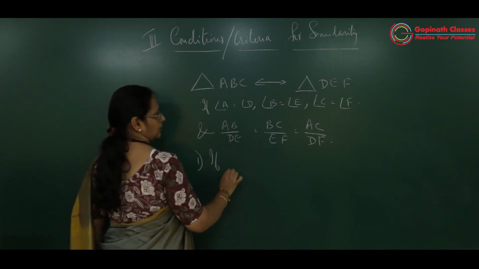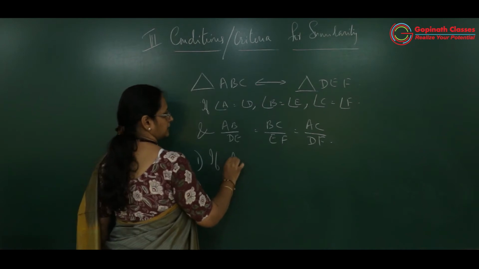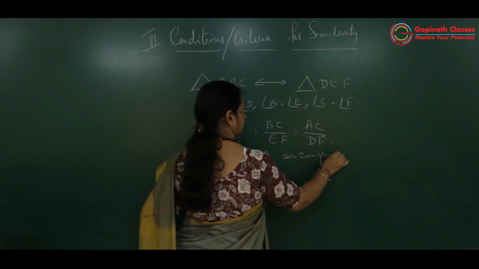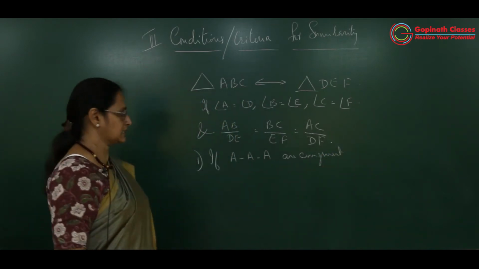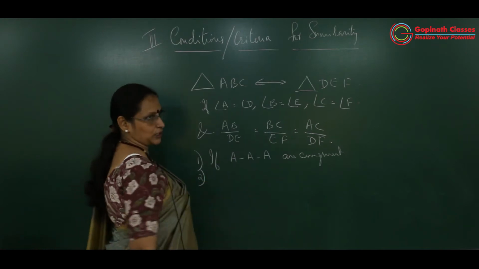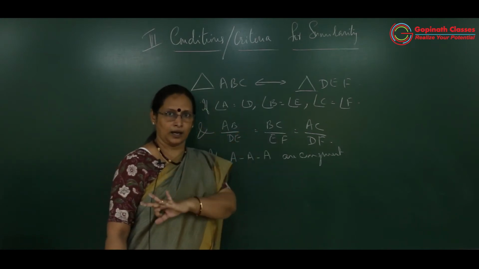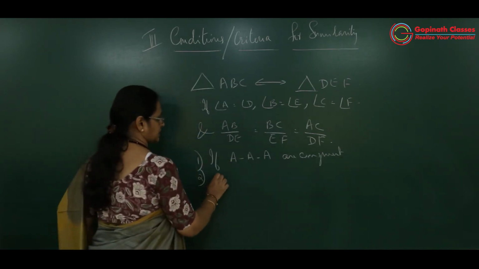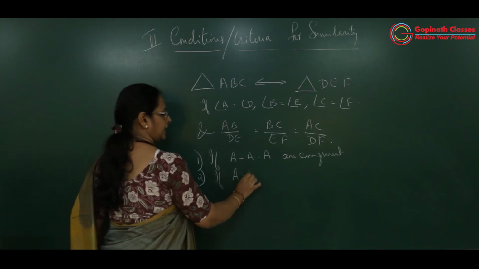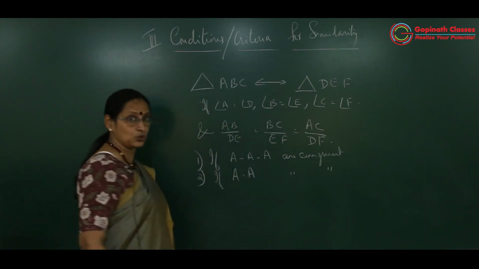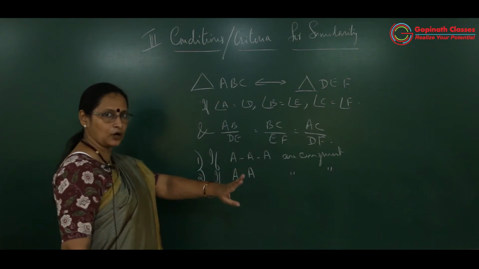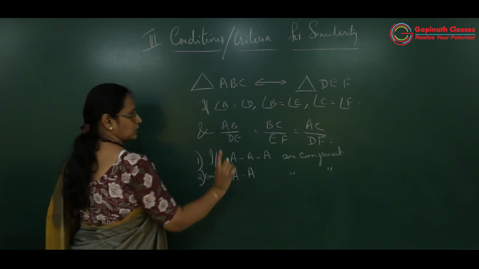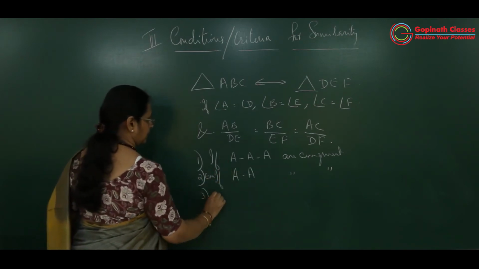If 3 corresponding angles are congruent, we can shorten this even more. If all three angles are equal, even if 2 angles are equal, the third one will automatically be equal. So even if 2 corresponding angles are congruent, the third one is too.